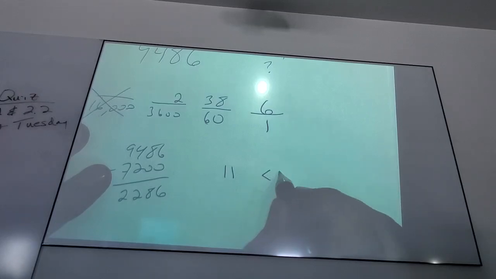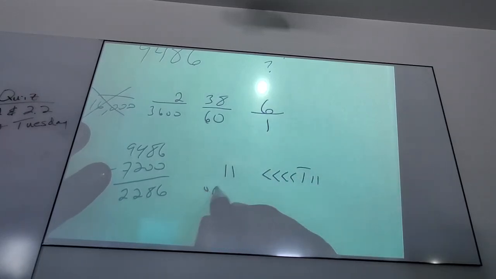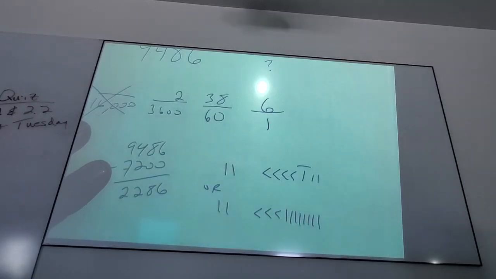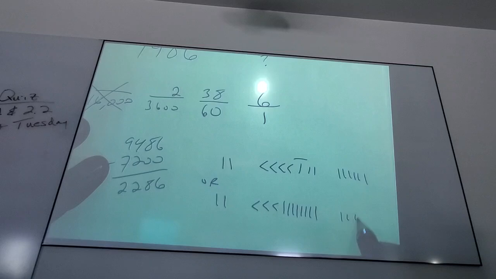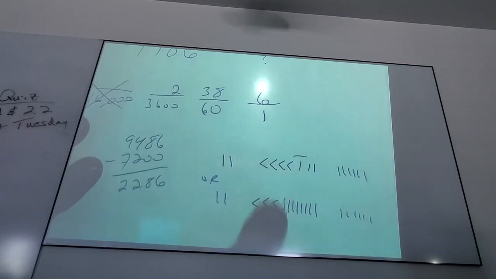I could do 40 minus 2, or I can do 30, 1, 2, 3, 4, 5, 6, 7. And then 6, I wouldn't use subtraction for 6, because you end up with the same number. So 1, 2, 3, 4, 5, 6. So I'd accept either one of these answers.